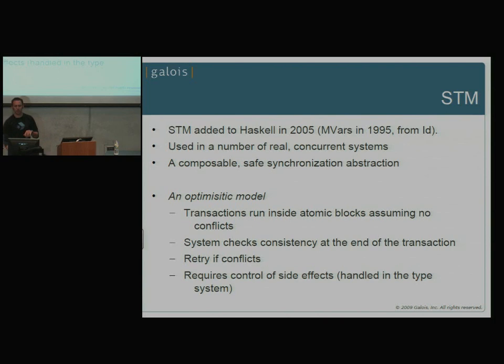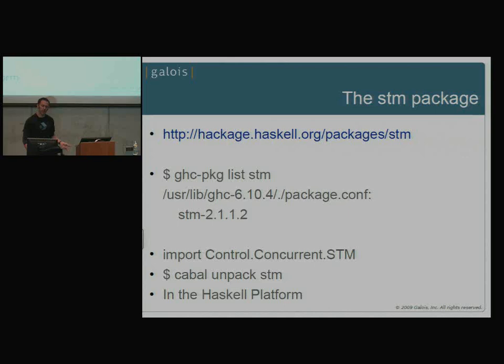In STM, in Haskell, it's tracked statically. Your code has to be in the STM box, the STM monad, which means you can't do I/O. You can only operate on shared memory, which means the compiler can statically prove that your transactions are safe, whereas the couple of other languages that have STM rely on the programmer to do that and get it right. This is in the STM package. If you have Cabal, you can say cabal unpack stm right now and poke around in it.